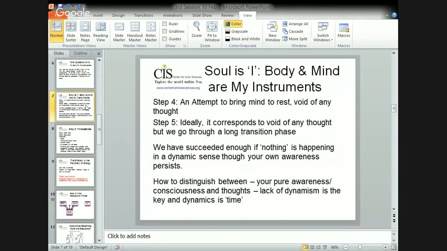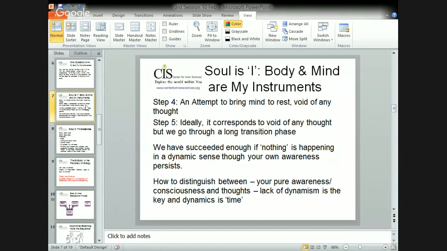So now I am trying to bring out some ideas which may help you in fine tuning this journey from step 4 to step 5, which is very challenging and is the central part of the challenge. So I am using certain keywords today, dynamic sense, as if nothing is happening. Now I say how to distinguish between them. On the one hand is your pure awareness, consciousness, and at the other end are thoughts.